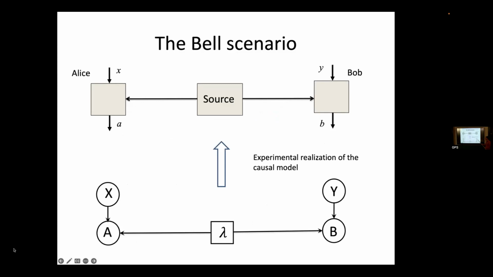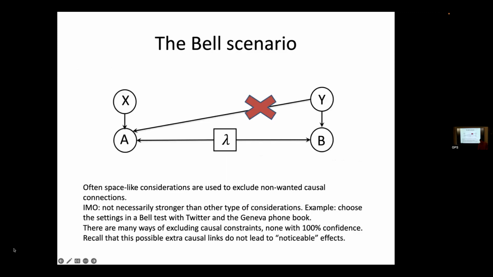And I think there are many ways of giving confidence about the validity of this model, not necessarily invoking space-like considerations. Can I just say, I didn't understand. When you set these things up the way Aspect does it, X and Y are just a binary choice, and you're using really fast optical switches, so that the decision about what's going to be measured is made at a space-like separation.